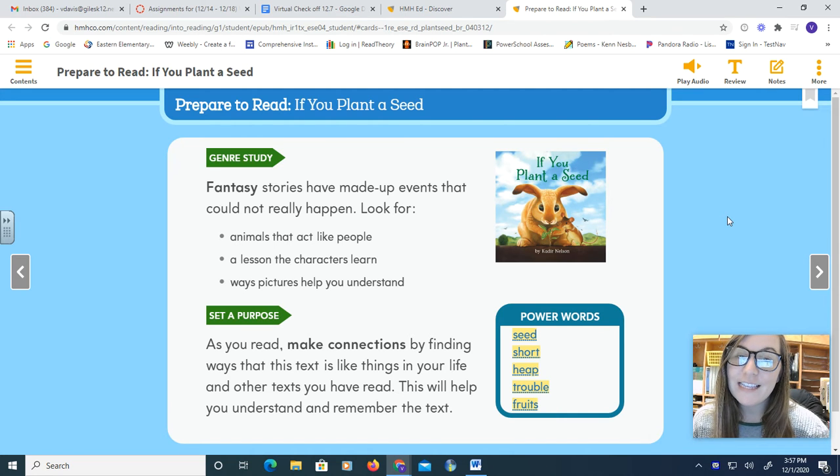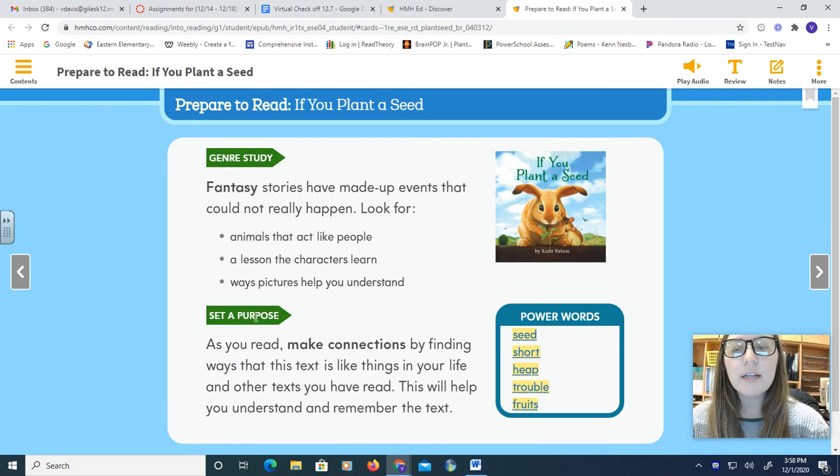Hey everyone, today we are going to read a story called If You Plant a Seed. I am right now on page 190 in my reading book. Our story, If You Plant a Seed, is by Kadir Nelson. It is a fantasy, that is our genre for this week, which means that it has made up events that could not really happen in real life. You're going to see animals that act like people. We're going to see that the characters learn a lesson. And we're also going to use our pictures to help us understand the story a little better.